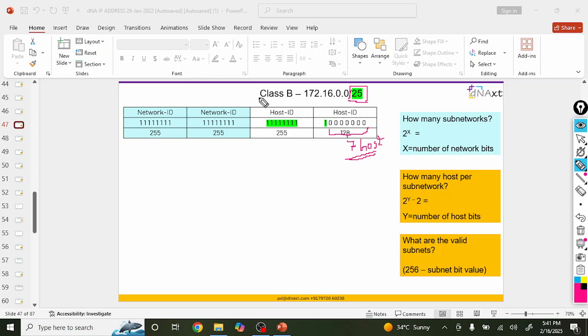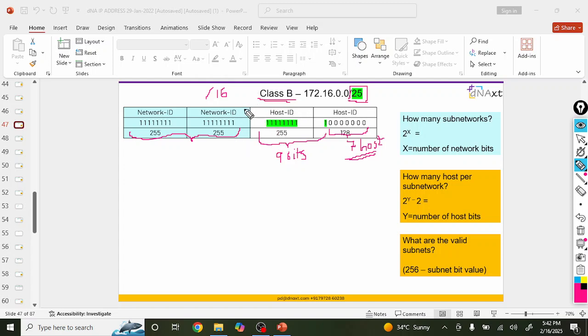Now, when we are talking about Class B, we know that its default CIDR is /16, meaning these are the major network bits. Beyond the default, you have borrowed 9 bits from the host for subnetting. Right? So how many subnet bits do we have over here? We have 9 subnet bits. And 16 default major network bits are there since we are talking about Class B.